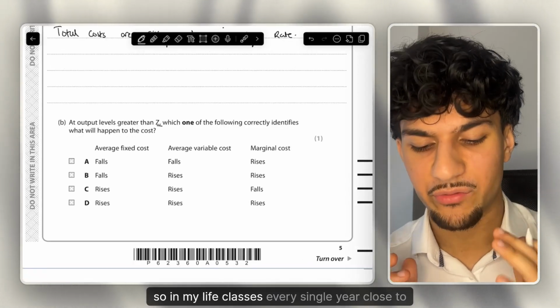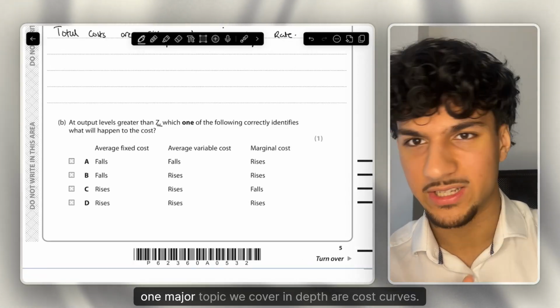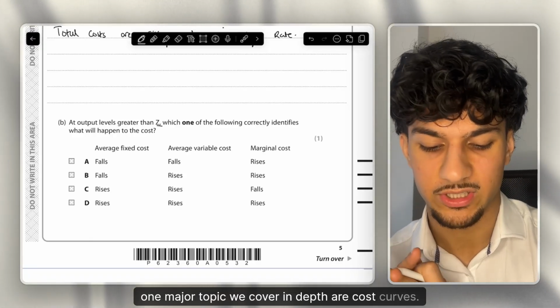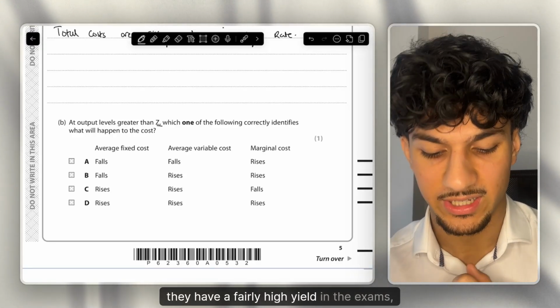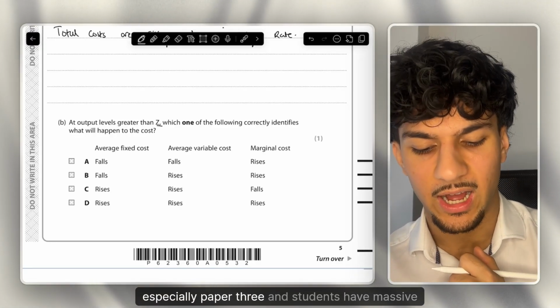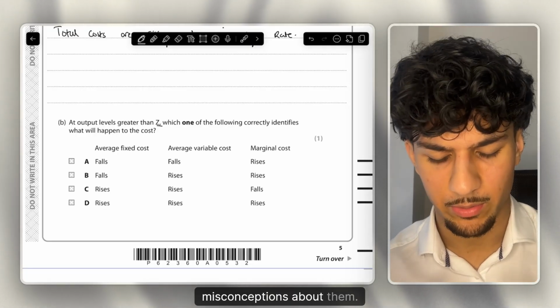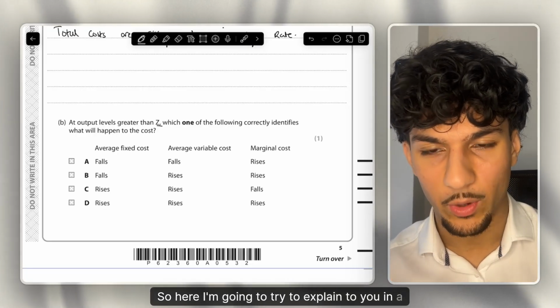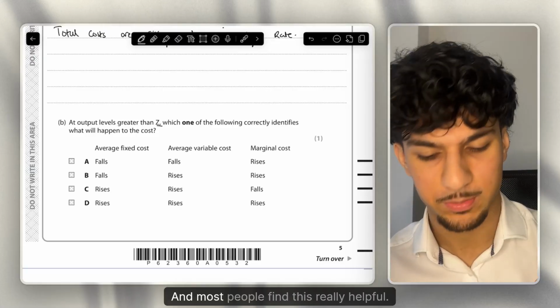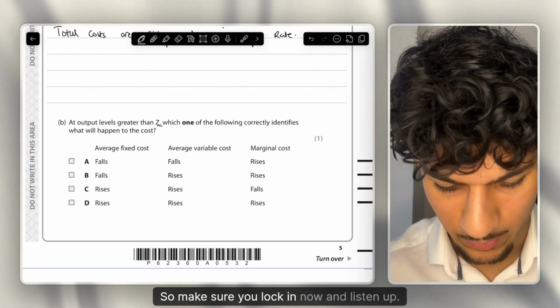In my live classes every single year, close to the exams, one major topic we cover in depth is cost curves. Since they come up, they have a fairly high yield in the exams, especially paper 3, and students have massive misconceptions about them. So here I'm going to try to explain to you in a way that a student would understand, and most people find this really helpful, so make sure you lock in now and listen up.